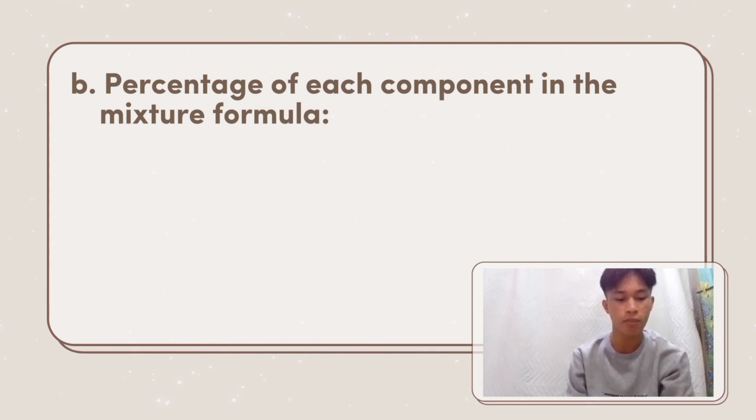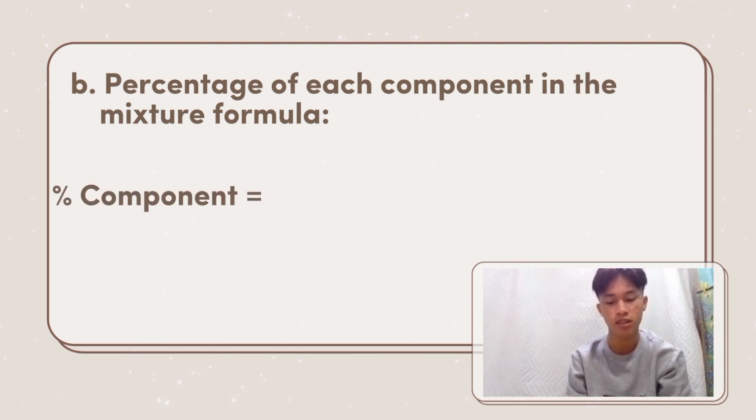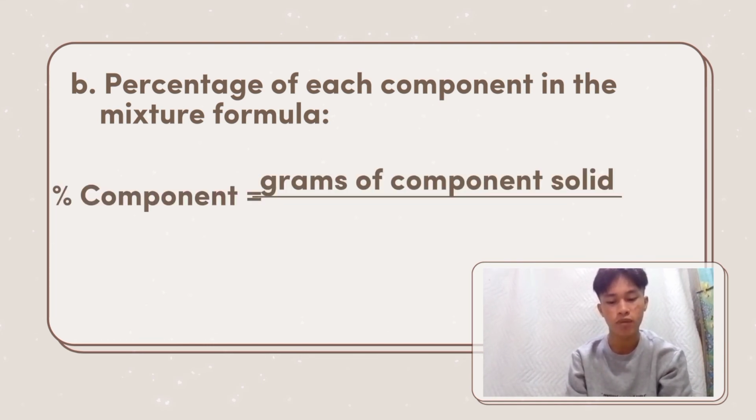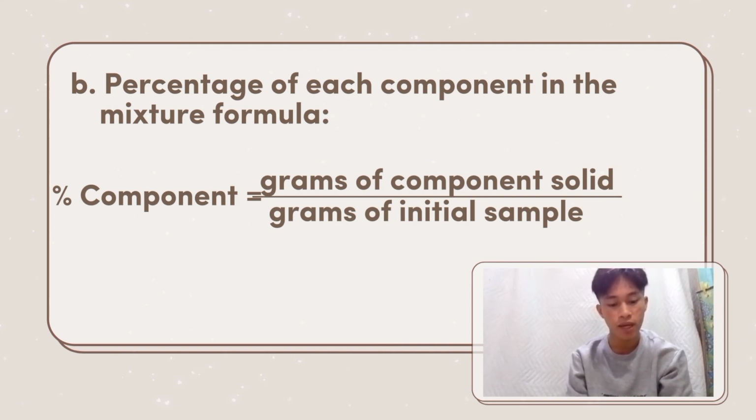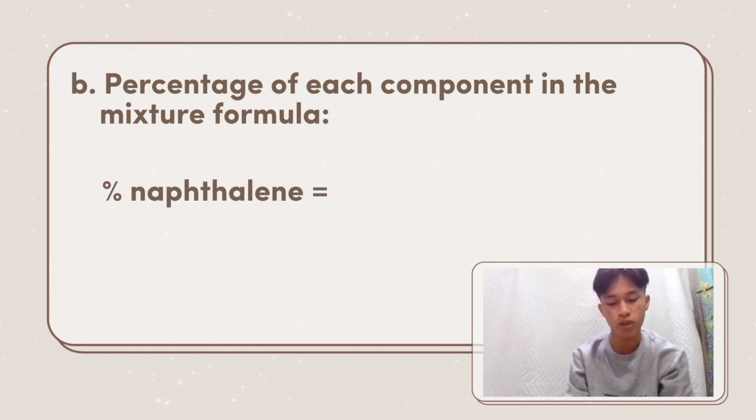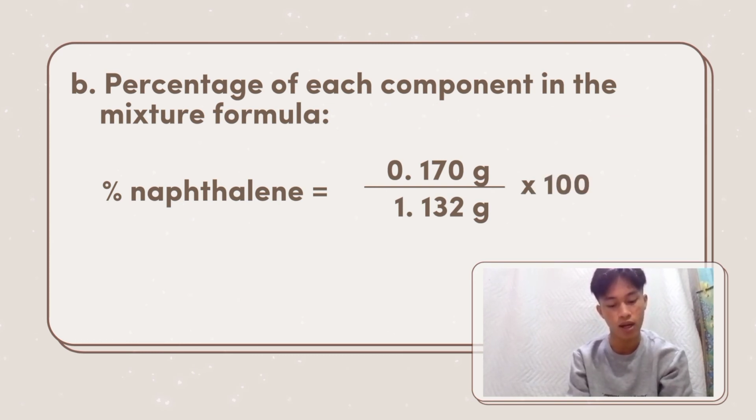Percentage of each component in the mixture. To get this for the mixture, we use the components formula. Component percent equals grams of component solid divided by grams of initial sample multiplied by 100. So the percent of naphthalene equals 0.170 grams, the grams of naphthalene given, divided by 1.132 grams, multiply by 100 equals 15% naphthalene.